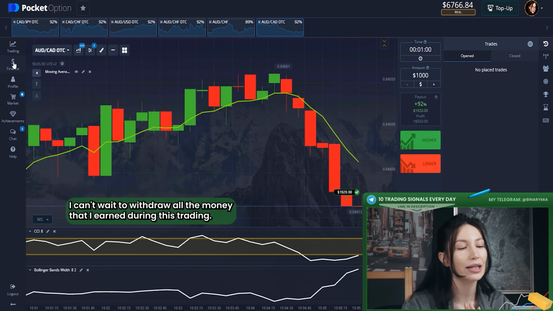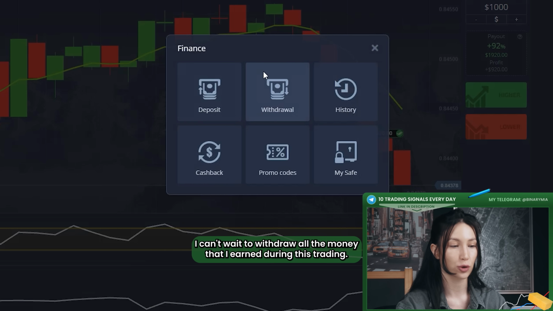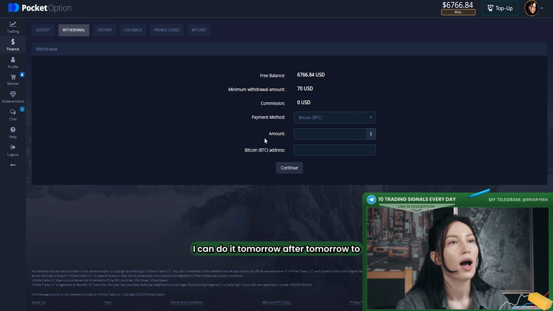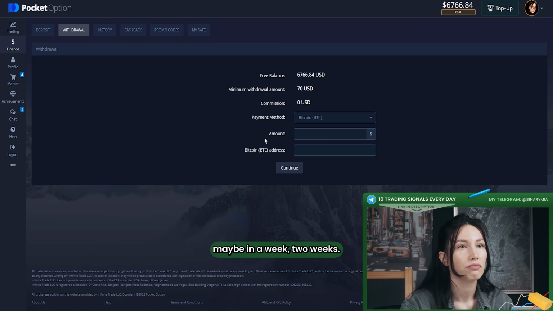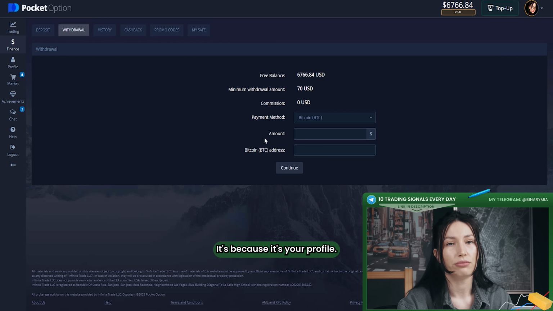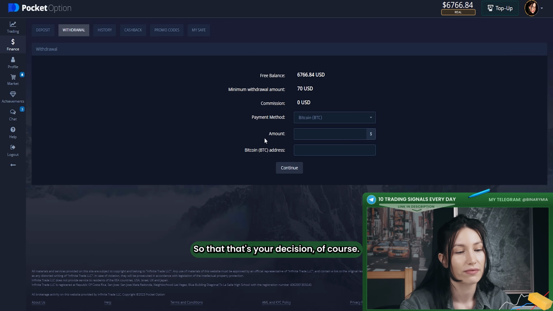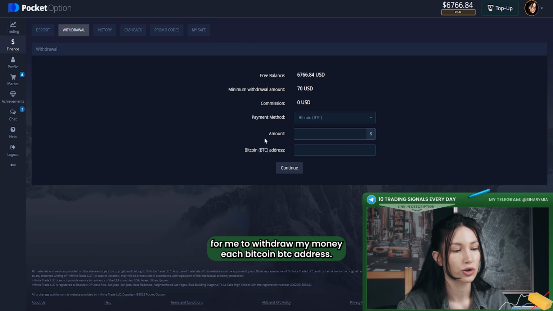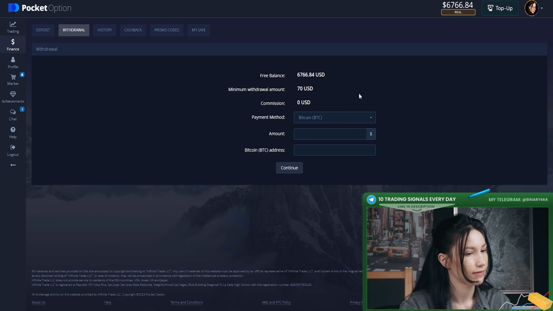Oh my god, I can't wait to withdraw all my money that I've earned during this trading. I can do it now, I can do it tomorrow, the day after tomorrow too, maybe in a week, in 2 weeks. That's okay. It's your opinion, it's your wish, it's your choice when you want to withdraw your money. It's your profile, actually, it's your account, it's your money, your profit. So that's your decision, of course. And for my withdrawal, I usually use the easiest way for me to withdraw my money. It's a Bitcoin BTC address.